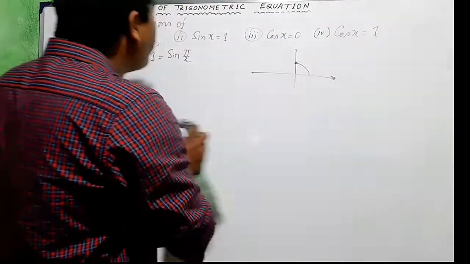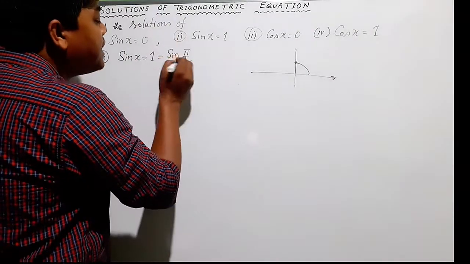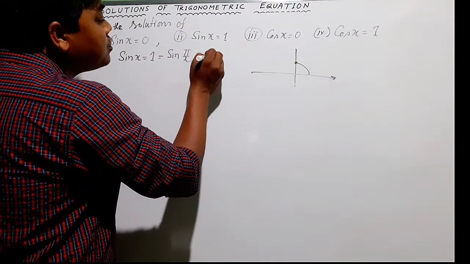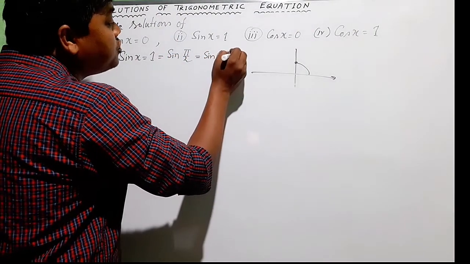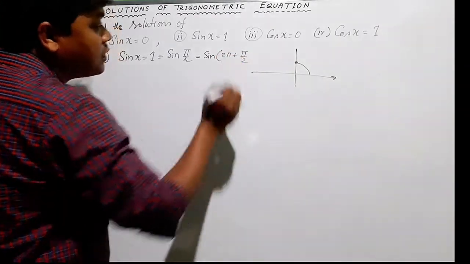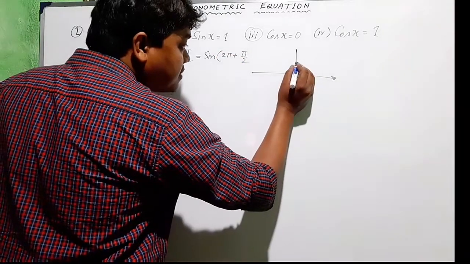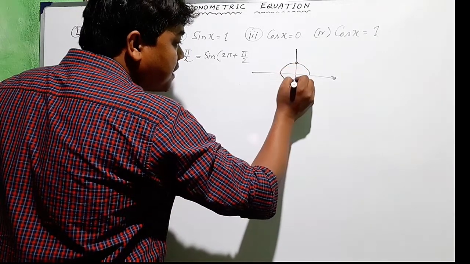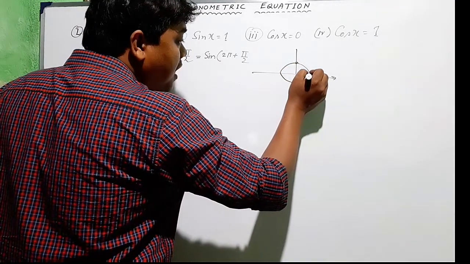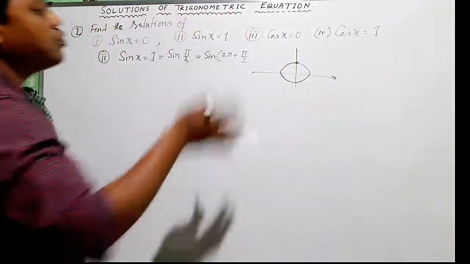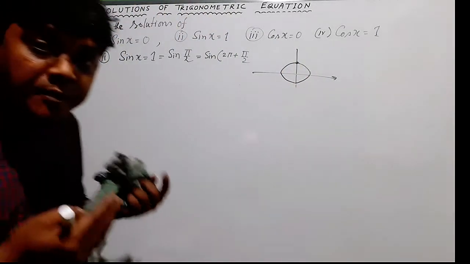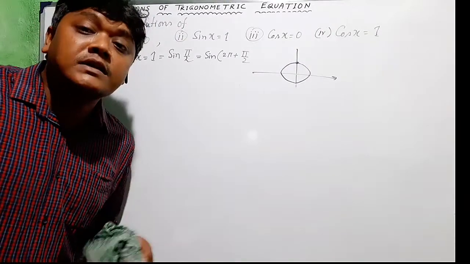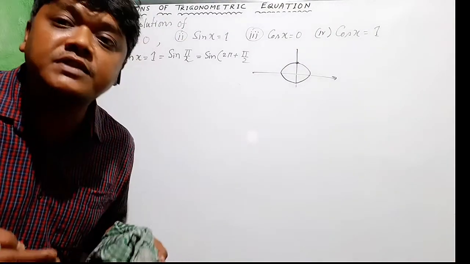So if I take sin 2 pi plus pi by 2, that means I am going to the first quadrant: pi by 2, pi, 3 pi by 2, 4 pi. Sin 2 pi plus pi by 2 is also 1. Sin 4 pi plus pi by 2 is also 1. Sin 6 pi plus pi by 2 is also 1.